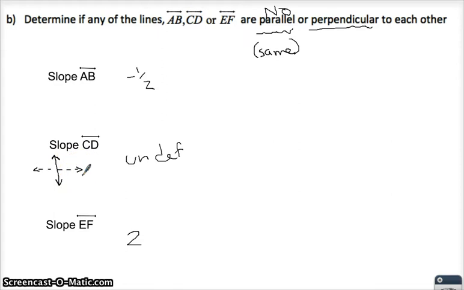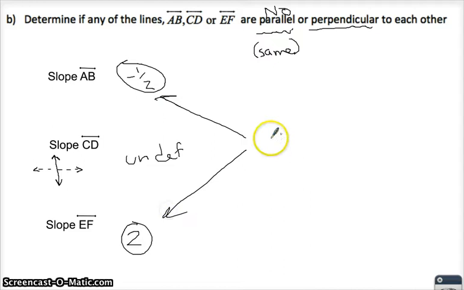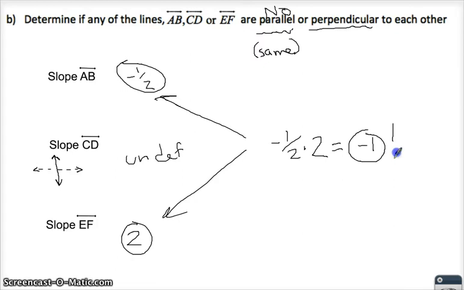But let's take a look at these. This one up here, where's my mouse? Yeah. This -1/2 and this 2, could they possibly be perpendicular? So let's look at those together. And it turns out if you take -1/2 times 2, this is the check for perpendicular, and if it turns out to be -1, then yes, I can say AB is actually perpendicular to EF. Let me see if I can get that on Sketchpad.